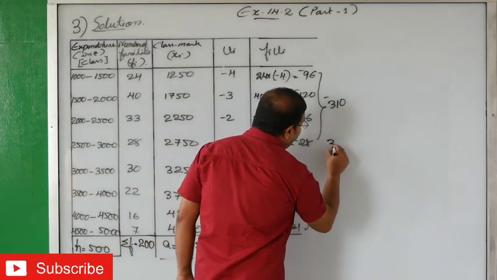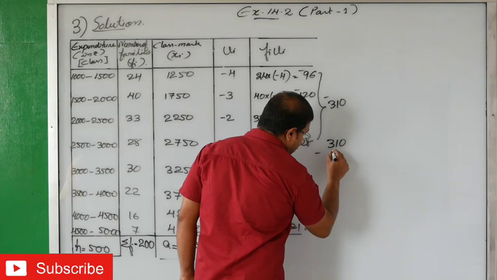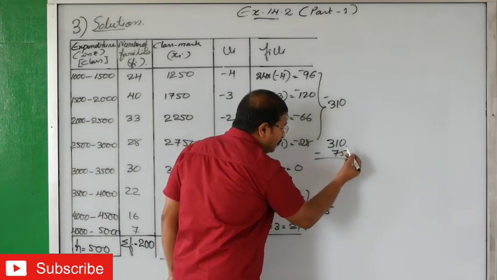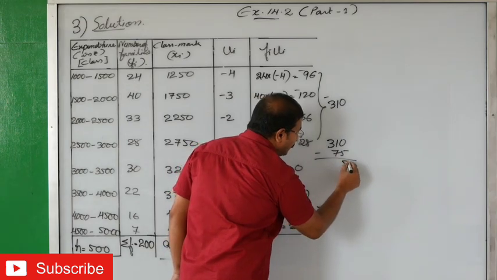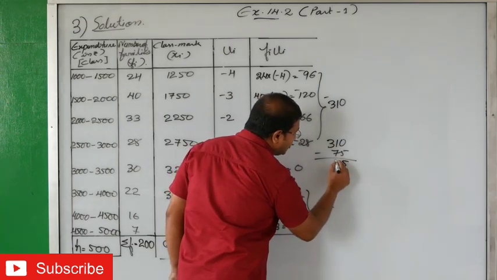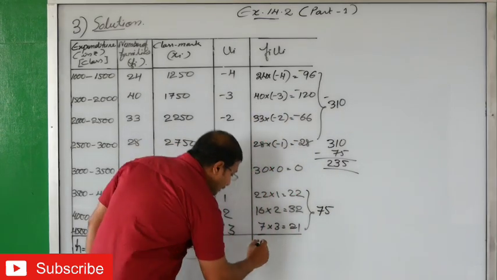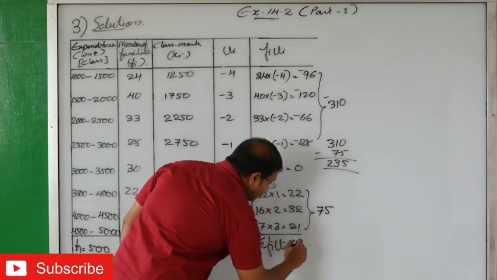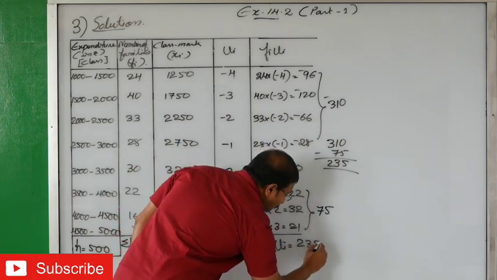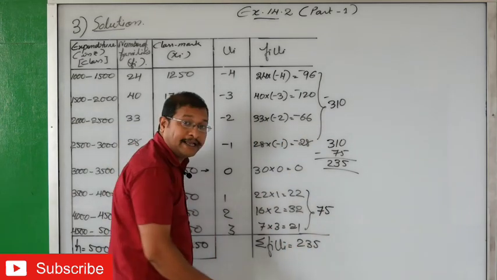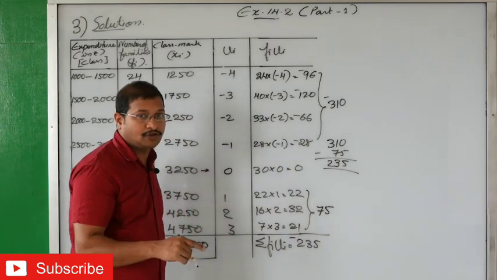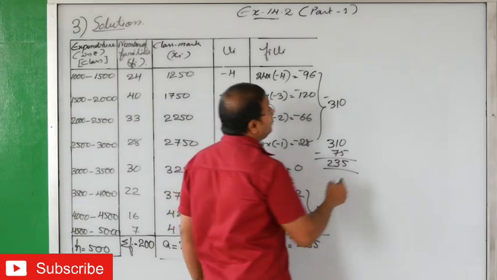That means 310 minus 75. We will subtract it. From here we will bring. Then 10 minus 5, 5. Here will be 10, 10 means 3. And now here will be 2. Right. That means we got it. Sigma fi ui equals 235. But we know that the bigger number is minus. So the answer is minus 235. Is it okay? Now we will go for mean.